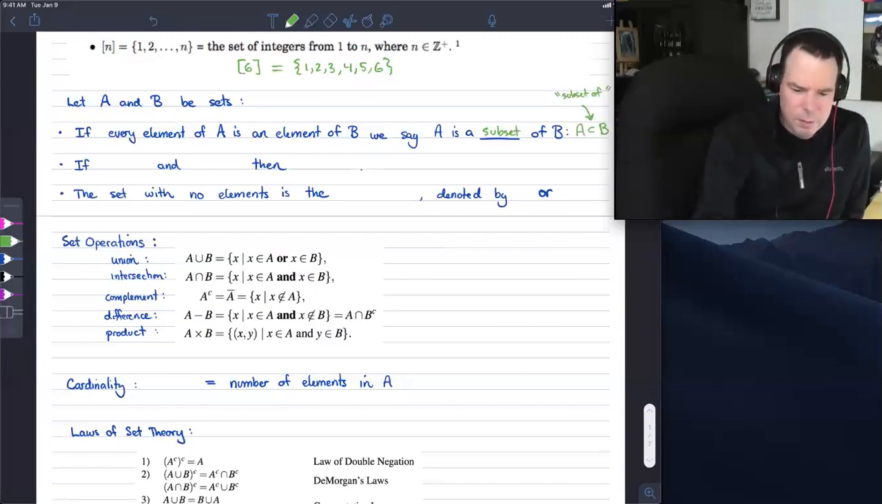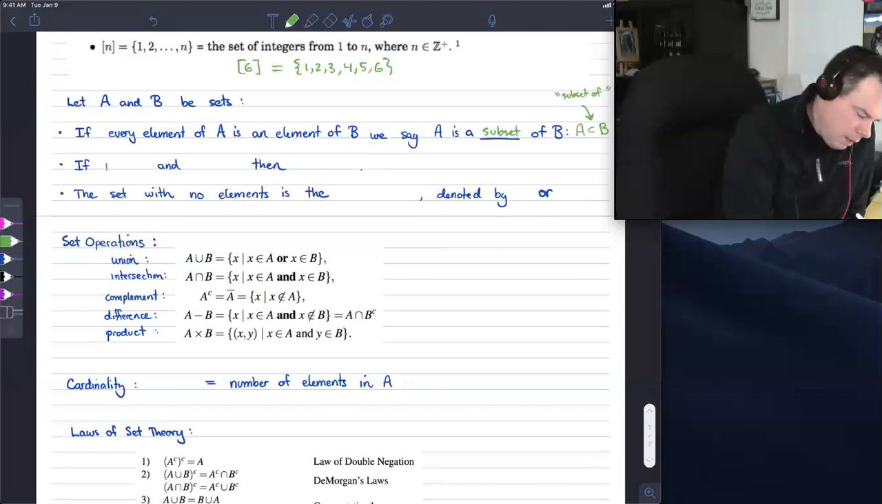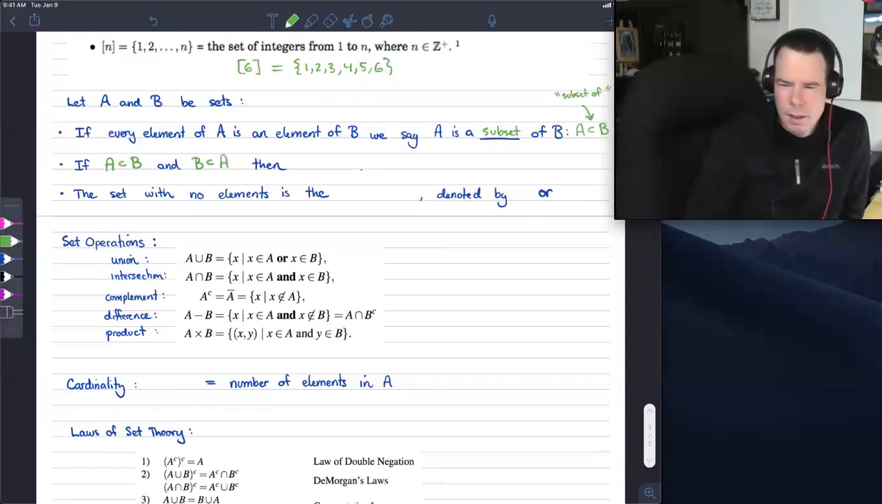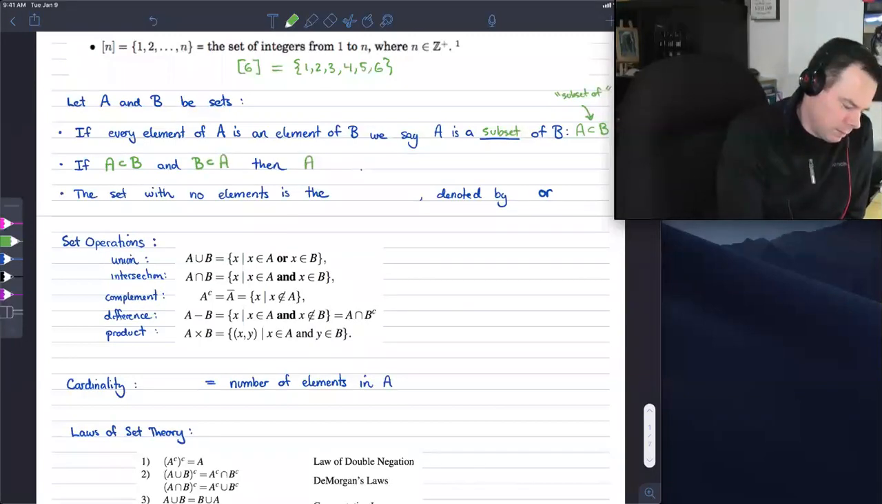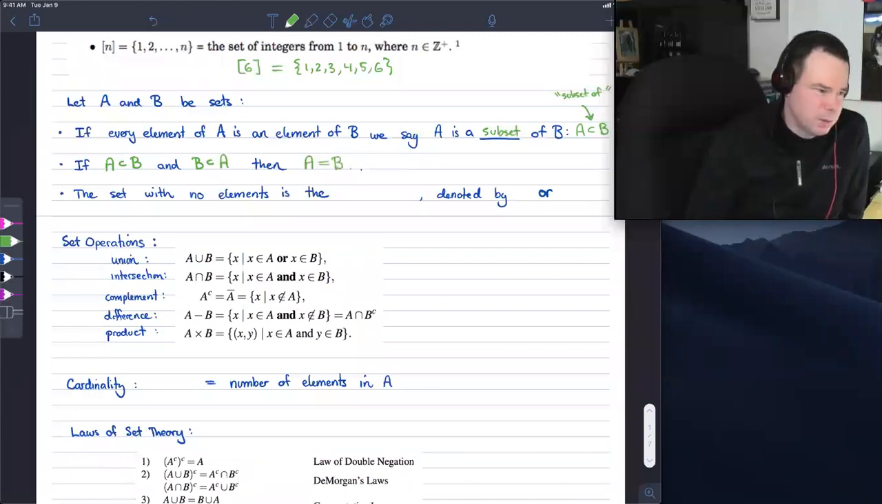For the next one here, if A is a subset of B and B is a subset of A, then what does that mean? Yeah, it means they're equal to each other, exactly.